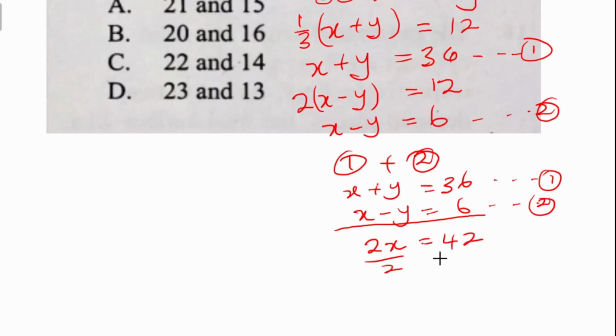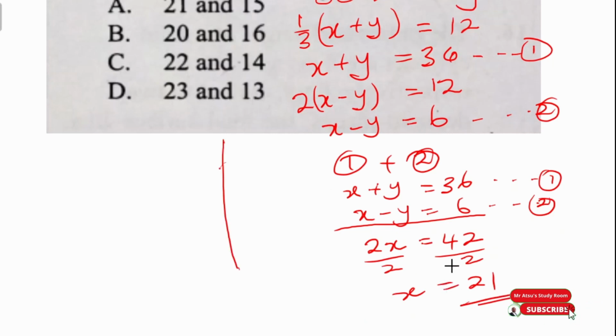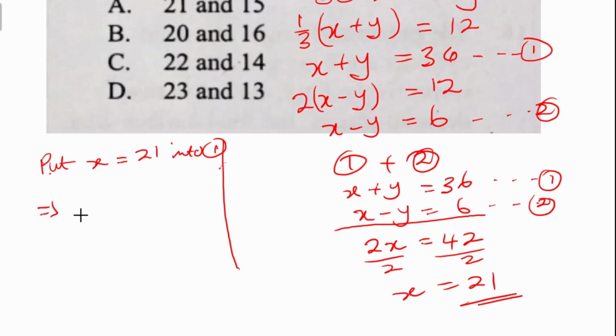Dividing through by 2, x becomes 21. Now that we got the value of x, we are going to substitute that into either equation 1 or 2 to get the value of y, and I will do that in equation 1. Wherever I see x in equation 1, I put 21 there. That gives me 21 plus y equals 36. Subtracting 21 from both sides, y equals 36 minus 21, and that gives us 15.